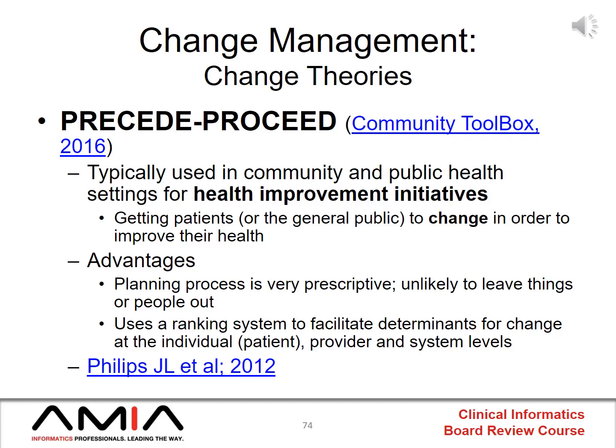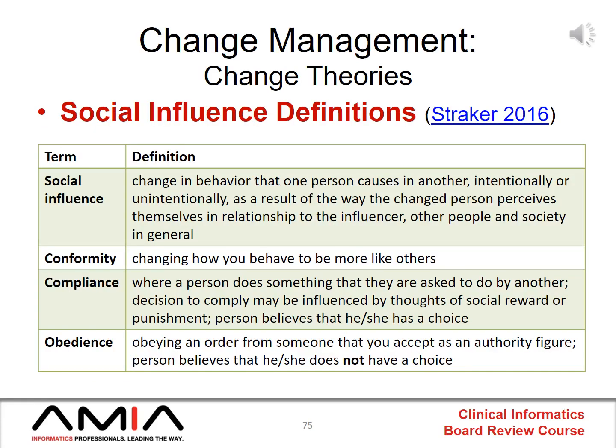It also uses a ranking system to help facilitate those determinants for change at the individual provider and system levels. The next change management theory, which is specifically listed in your core content, is social influence.